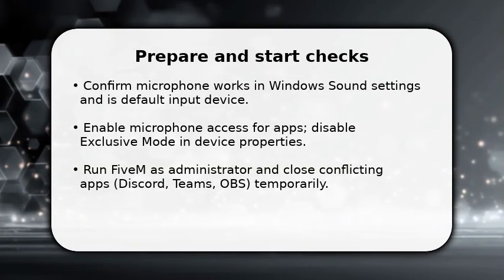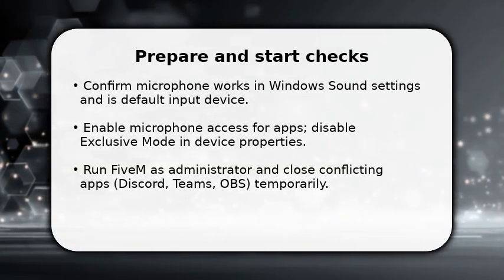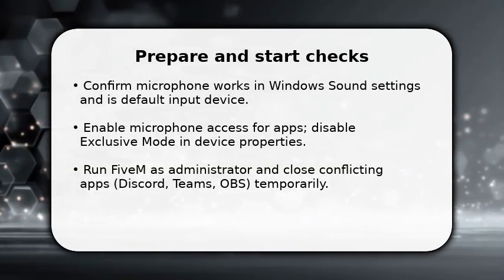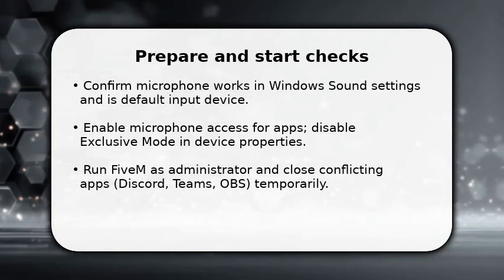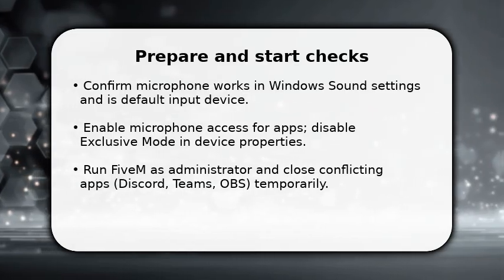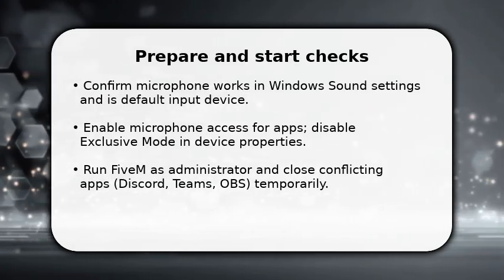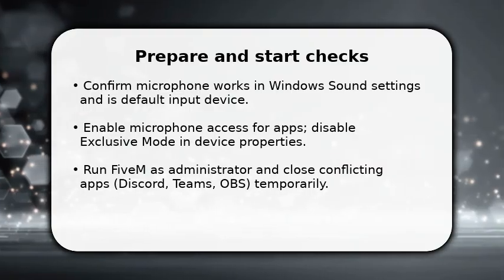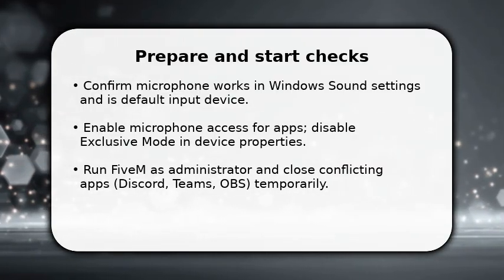You start by verifying hardware and permissions so the rest of the fixes make sense. First, open Windows Sound and set your mic as the default input. Test it so you know it's sending audio. Once done, allow microphone access for apps and turn off exclusive mode. That prevents one app from locking the device.